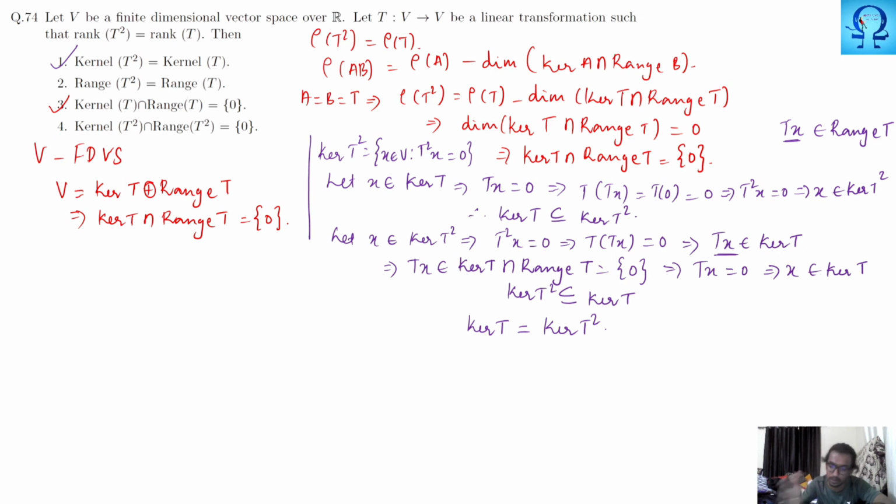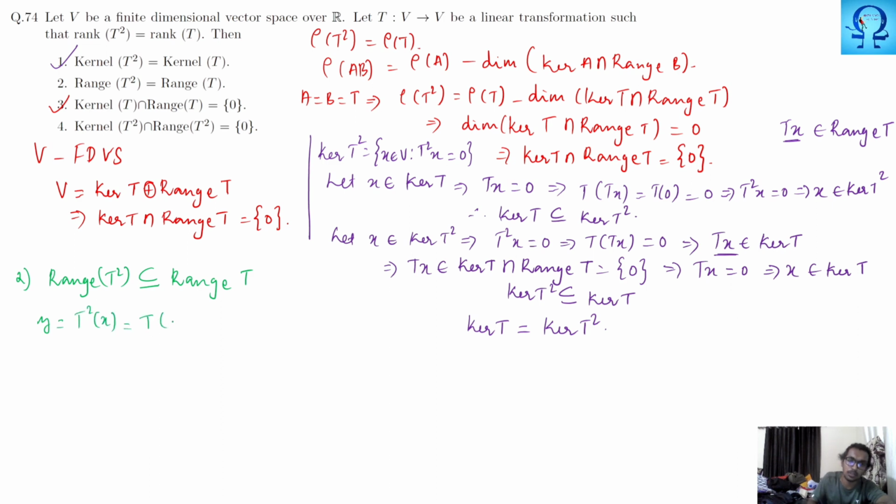Either we'll have to prove or disprove this. Basically what we know is range of T squared is a subset of range of T. How do we conclude this? Okay, basically range of T squared means what? It is the elements of the form T squared x, right?